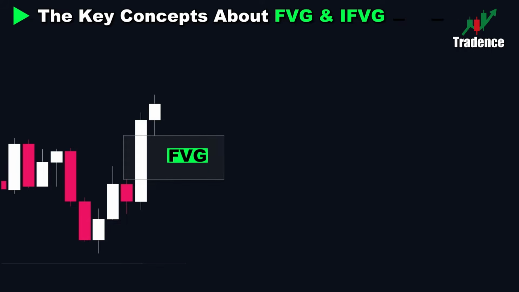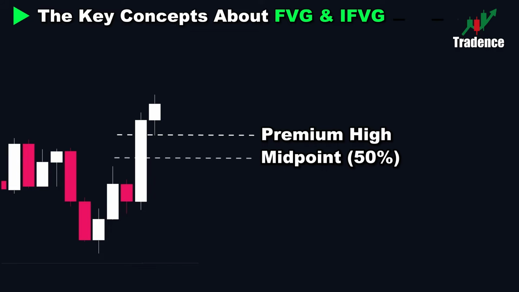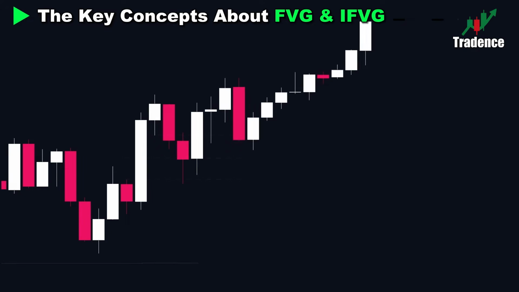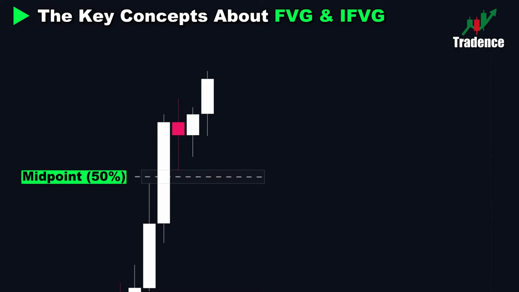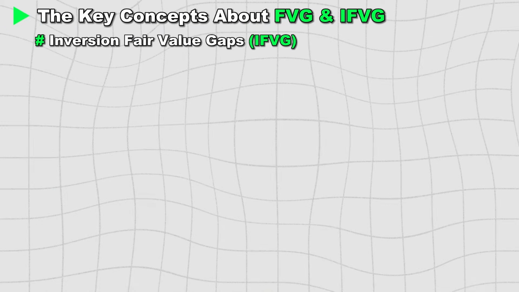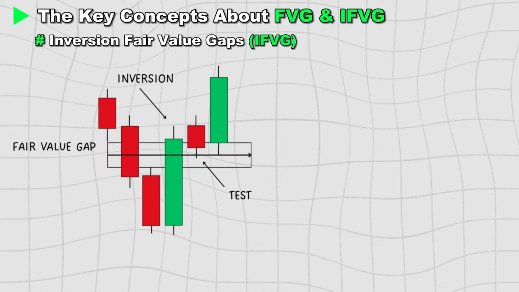Every fair value gap contains 3 levels. You should always monitor the premium high, the discount low, and the midpoint. Which one matters most? The 50% midpoint. If price returns to that midpoint and shows respect or rejection, it's a strong signal the original direction may resume. But if price breaks through the midpoint without rejecting, that often indicates the original imbalance has failed and price may reverse direction soon.